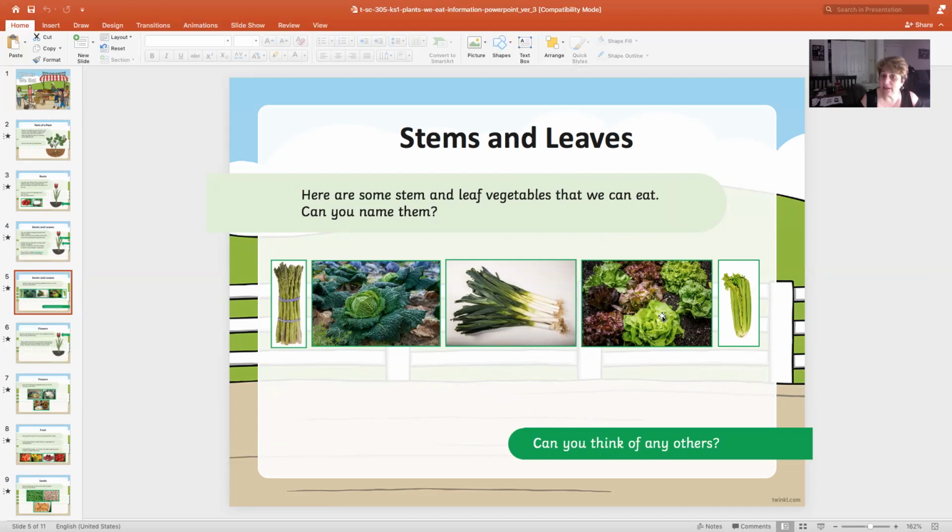Here's lettuce. What do you think that is? Stems or leaves? That's right, that's the leaves of a plant. And here we have celery. Celery are the stems of a plant. Can you think of any others? There's many, many more.